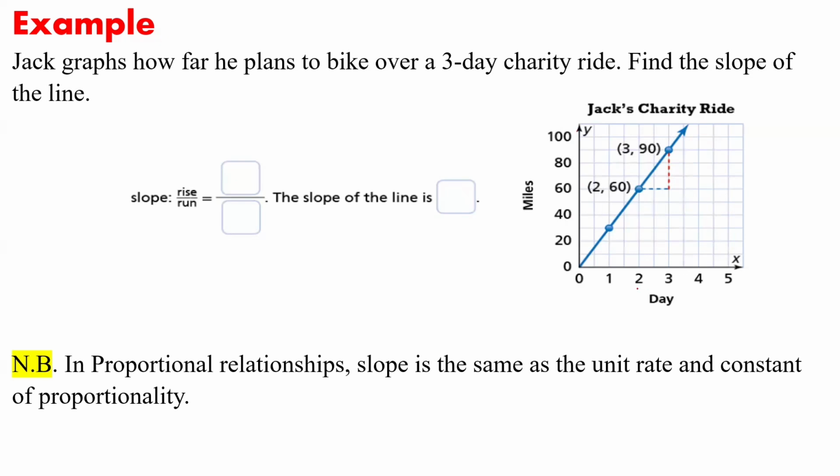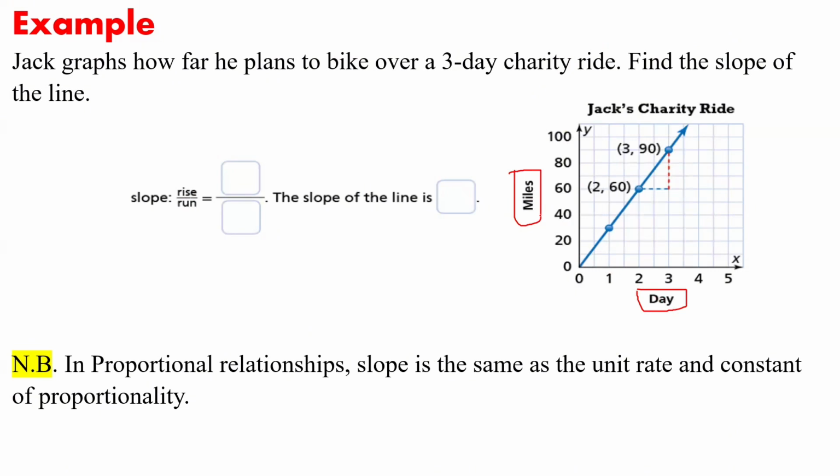What does the horizontal axis represent as it relates to this graph? So this graph is about Jack's charity ride. The values on the x-axis represent the days he rode, and the scale on the y-axis, which is the vertical axis, represents the distance he biked in miles. So we are comparing two things here on the graph: the number of days he rode and the distance he traveled in those days.